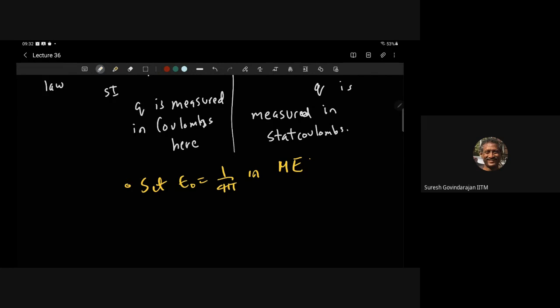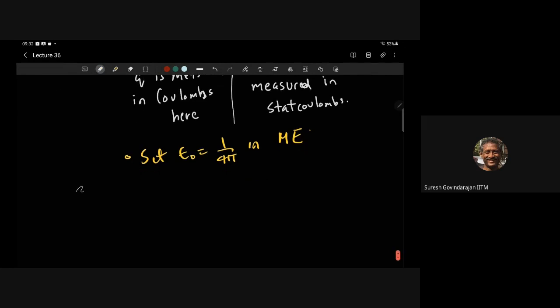The second one: replace B, wherever you see B, by B by C. Okay. So this is what you have to do. These are the two changes.